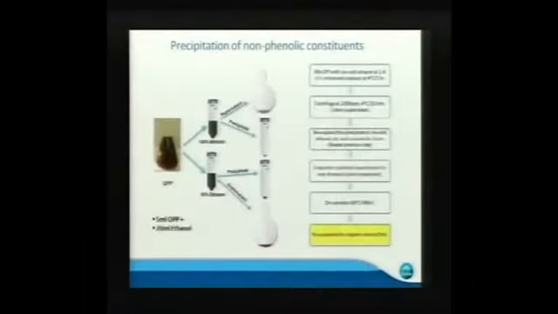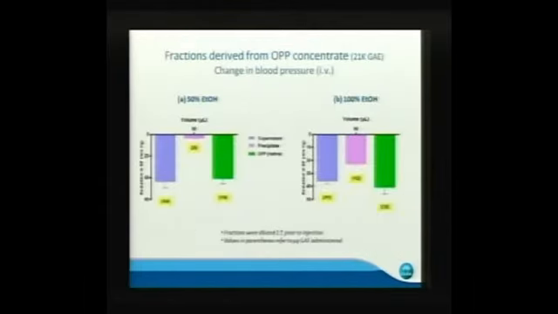So we did a simple ethanolic precipitation, thanks to Prof. Ra's lab, who sent me the first phase of it, and Ravi. We modified it slightly. We did two different extractions at two different strengths. One is with 50% ethanol, the other one is 100% ethanol. And this is the native OPP we started with.